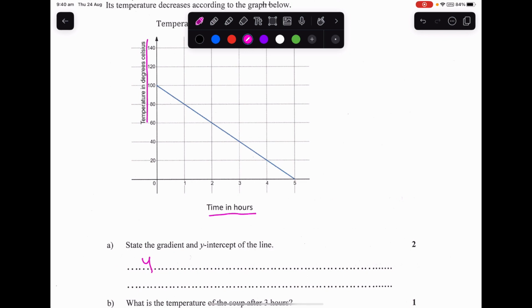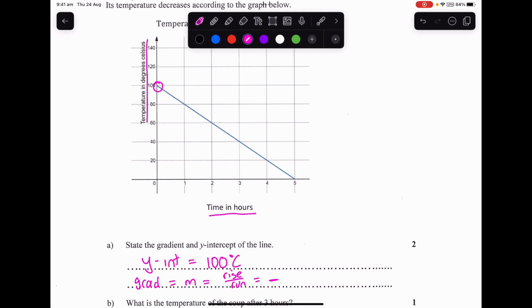Okay, so the y-intercept is always the easier one. So the y-intercept is where we cross over. So we started at 100 degrees Celsius. Okay, so that's our y-intercept. Then our gradient. So remember, the gradient is our m, and that is our rise over run. So the first thing I would note here is that I have a negative line. We're going down. So I know that I'm going to have a negative line. So I'm going to put my negative there straight away.